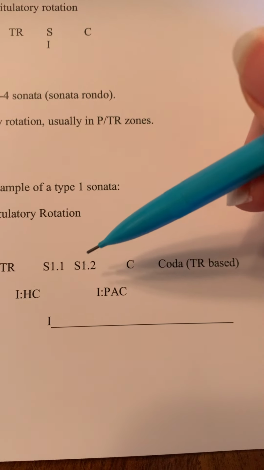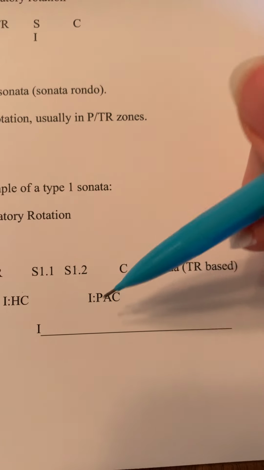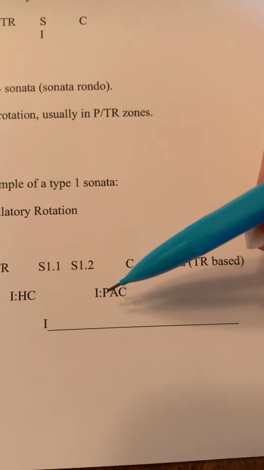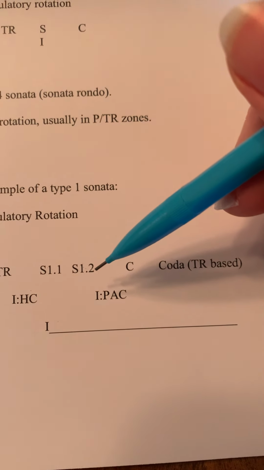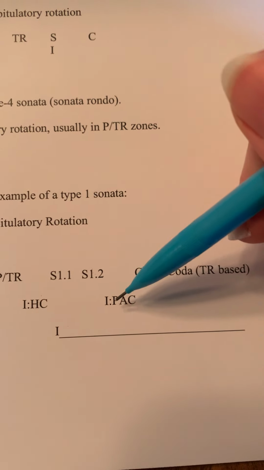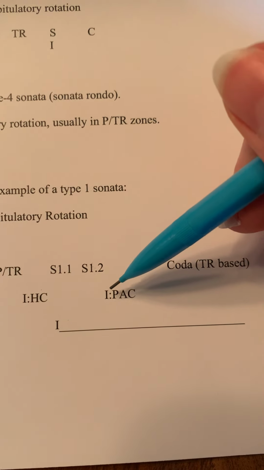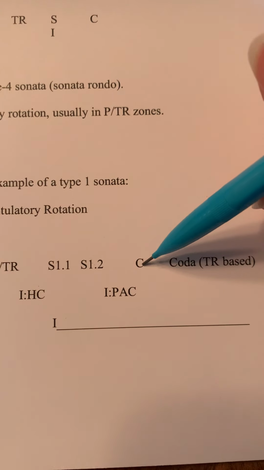That's 1.2. So waiting around. Of course, this is all in the tonic. Okay, but then we'll repeat that. Now we get PAC, and closing theme.